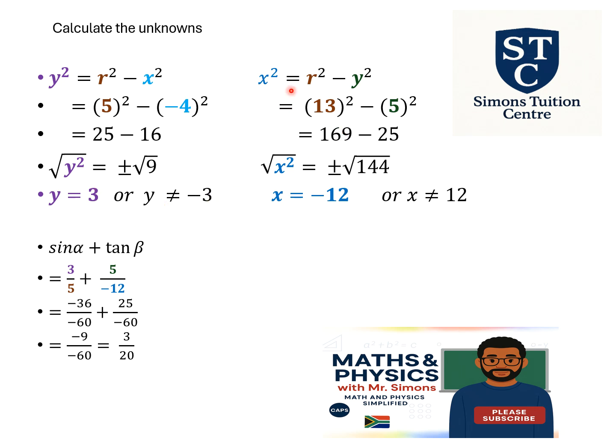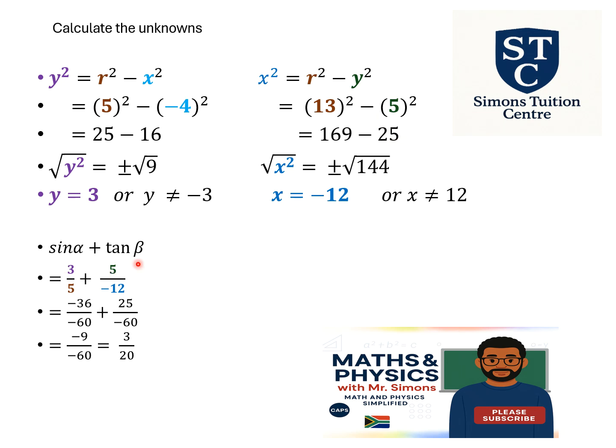Other drawing also in the second quadrant, x squared equals r squared minus y squared. R being 13, so 13 squared minus 5 squared, so 169 minus 25, which gives me 144. So x equals plus minus square root 144. But in the second quadrant, x is negative and not positive. So x equals negative 12, not 12. So remember this is from alpha and that there is from beta.